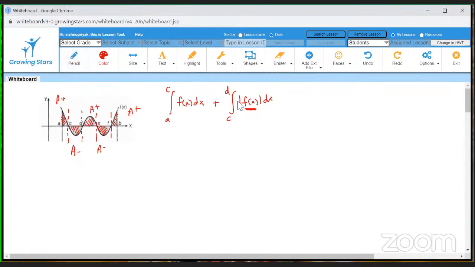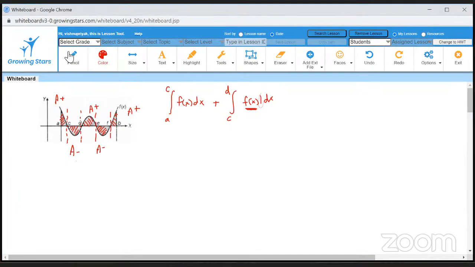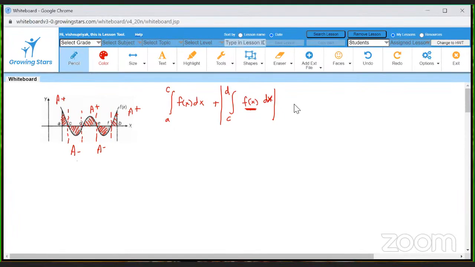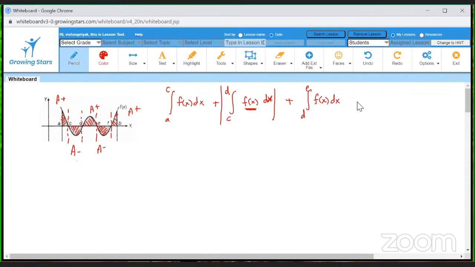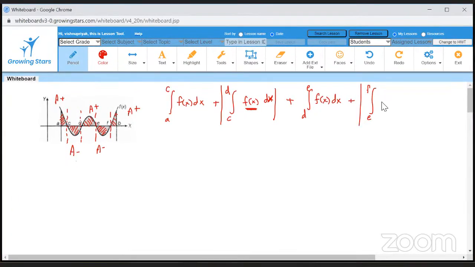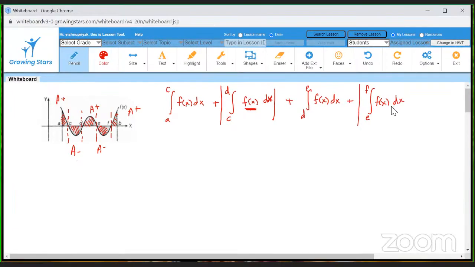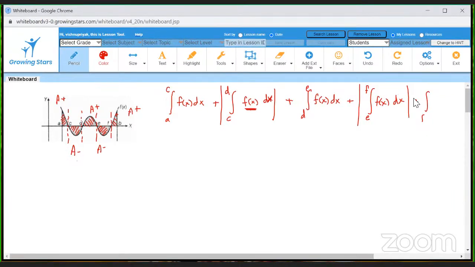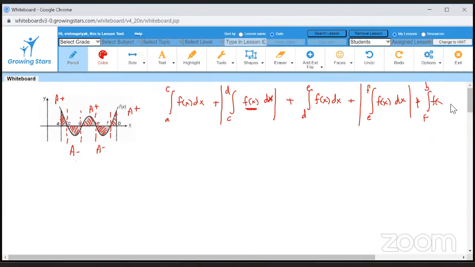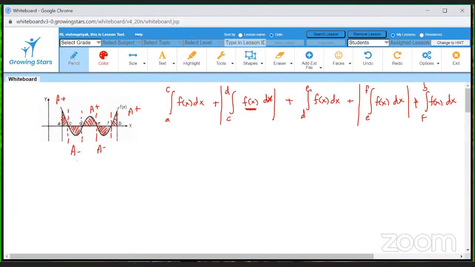And that absolute value, better you take outside the integral, so that even if you get the answer negative, it will become positive. Then you have to take integral D to E, f of x, anyhow it will be positive. When you take E to F, you have to take again absolute value, because if you get negative, it will become positive. And lastly, F to B, it will be positive only. This is how you can find the area under the curve.